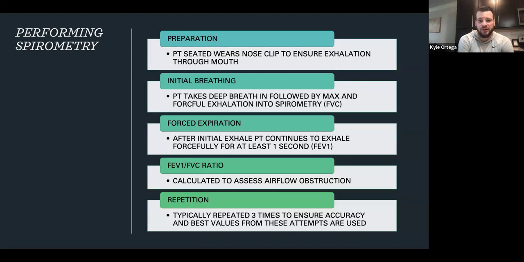And then repetition. So typically we're going to repeat 3 times to ensure accuracy, and the best values from these attempts are used. So you can't do it once or twice because we need that validity, that repetition, and making sure we're getting good values that can be used. And then we're going to pick the best test out of the 3, and we're going to use those measurements.